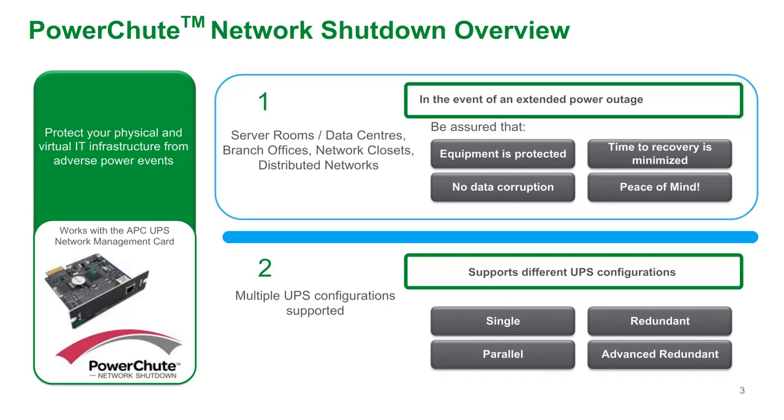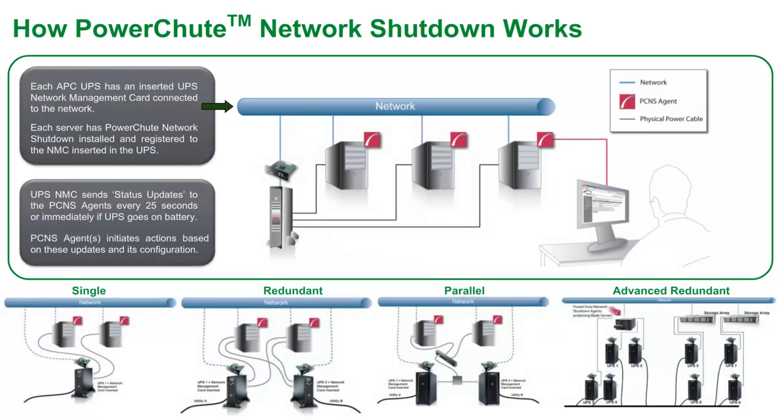Single, redundant, parallel, and advanced UPS configurations are supported. The first diagram shows a standard single UPS with a network management card inserted in the smart slot protecting 3 servers, each with a PowerChute Network Shutdown agent installed. The UPS Network Management Card sends status updates every 25 seconds to each PowerChute agent, or immediately if there is a state change, such as the UPS switching to battery power. PowerChute will then initiate actions such as running a command file or starting a shutdown sequence, depending on the nature of the UPS event and how PowerChute is configured.